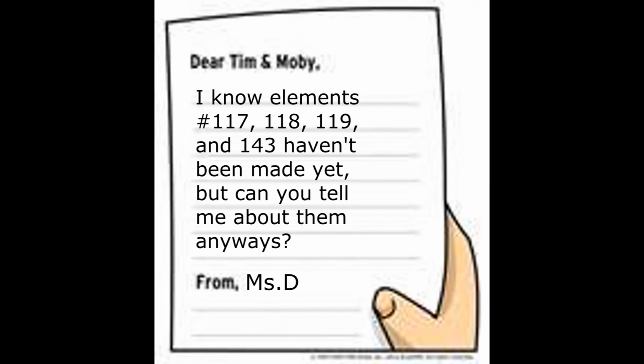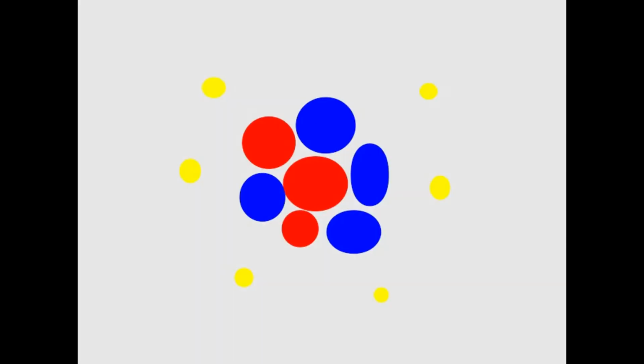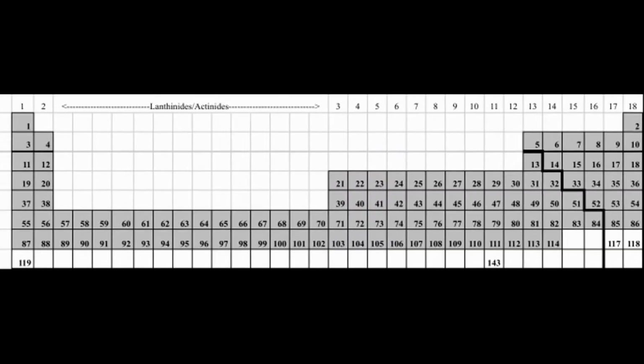Dear Tim and Moby, I know elements 117, 118, 119, and 143 haven't been made yet, but can you tell me about them anyways? From Miss D. All atoms have protons marked in red, neutrons marked in blue, and electrons marked in yellow.